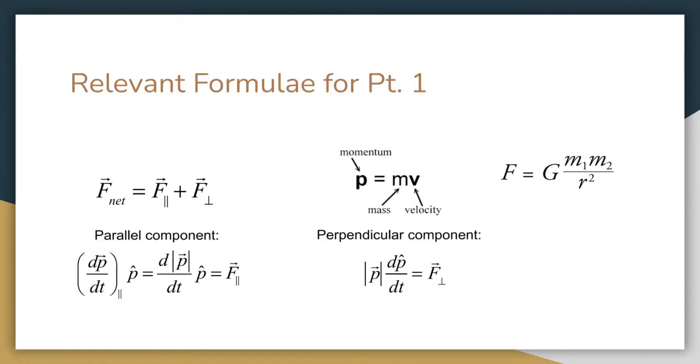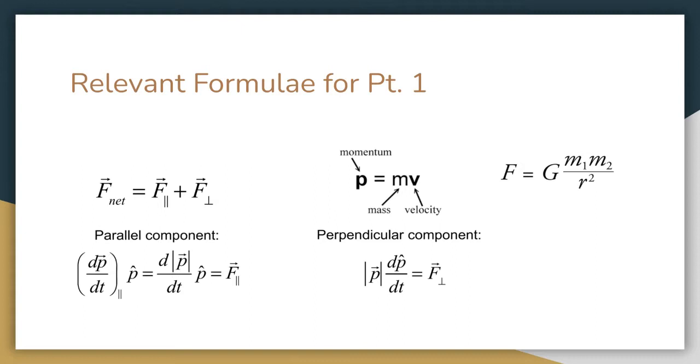So we have several relevant formulae for part one. The main one being that the net force is equal to the force in the parallel and perpendicular directions summed together. So I also have it broken down by the force being equal to the rate of change in momentum. So we have the parallel and perpendicular components of that. And another key concept is going to be momentum, which is going to be equal to mass times velocity. That's how we're going to determine momentum to use these formulas you see at the bottom to calculate these forces.